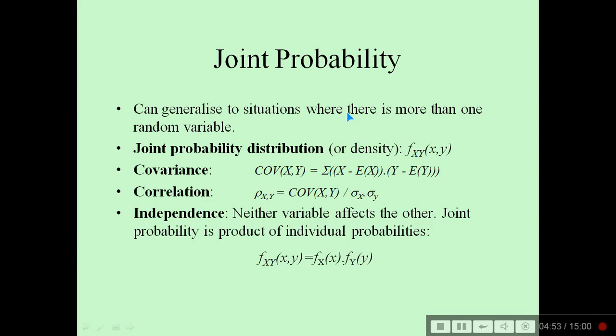The joint probability can be generalized to situations where there is more than one random variable. So the joint probability distribution will be f(x,y). Covariance will again be computed for x and y, with a sigma. The correlation will be the covariance of x and y divided by the standard deviation of x times the standard deviation of y. And for independence, neither variable affects the other, so the joint probability is the product of the individual probabilities, f(x) times f(y).